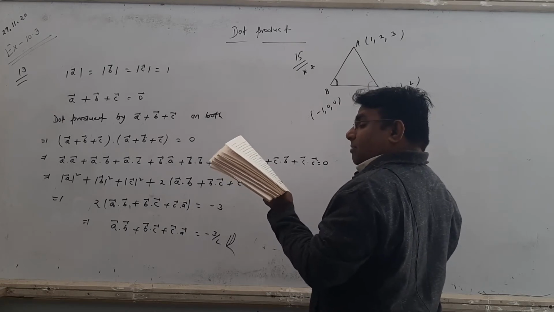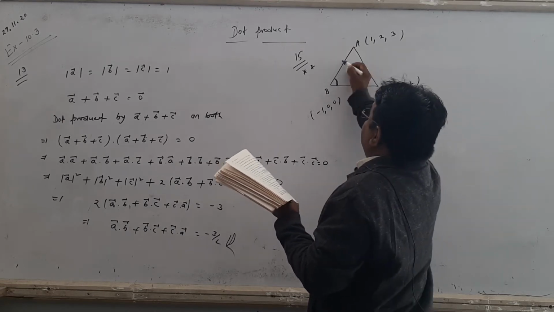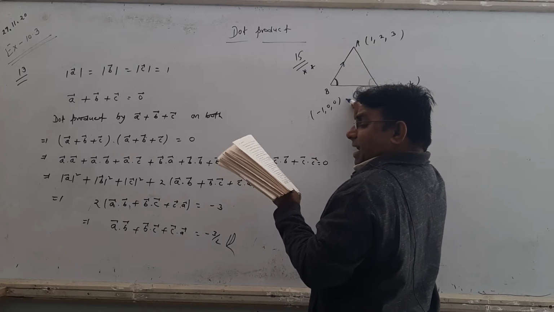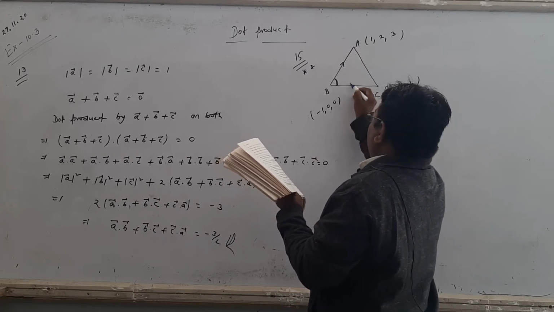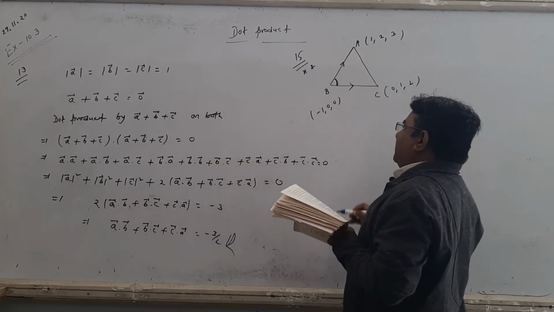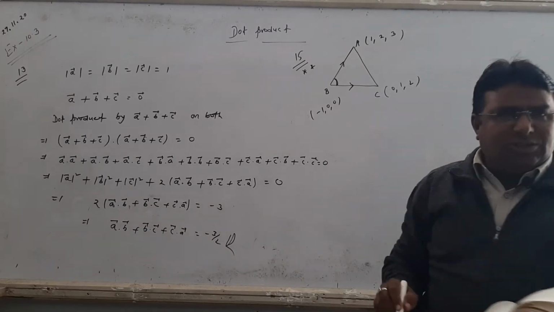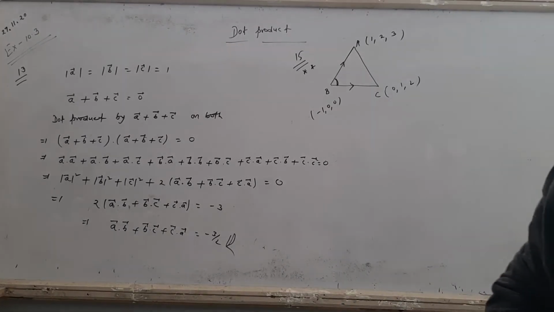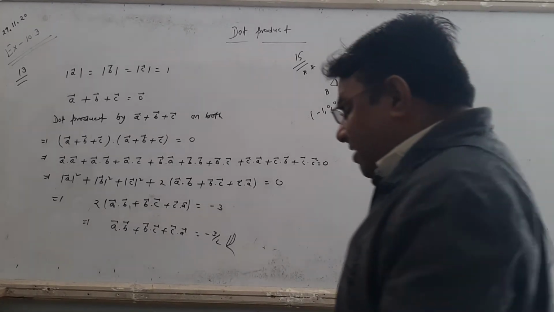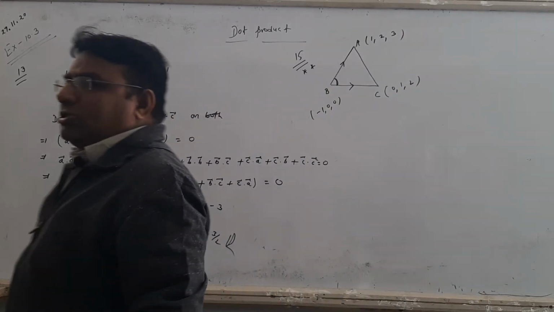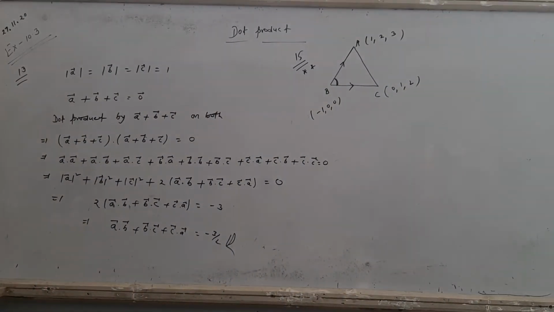And now it is the angle between the vectors BA and BC. At point B to find the angle, we have to find BA and BC. But now students, first thing, you have to find the angle. You know students, what is the formula of angle between two vectors? That is cos theta equals vector A dot vector B upon magnitude of A into magnitude of B. Right?